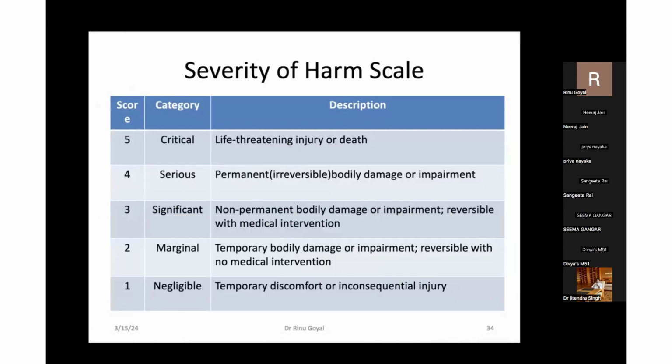So then comes the severity of harm scale. Again, from 1 to 5, 5 is critical, life-threatening injury or death. It may result in that. 4, serious, permanent or irreversible bodily damage or impairment. Number 3, significant, non-permanent damage or impairment, which is reversible.